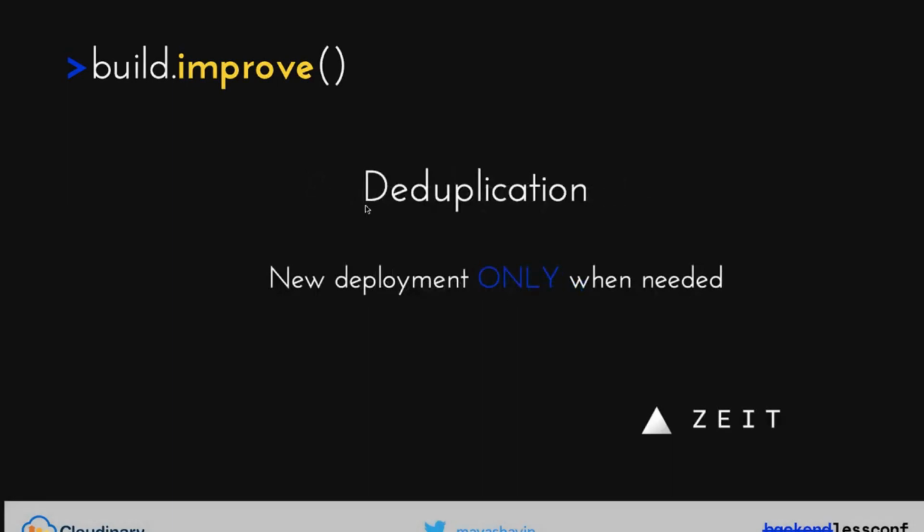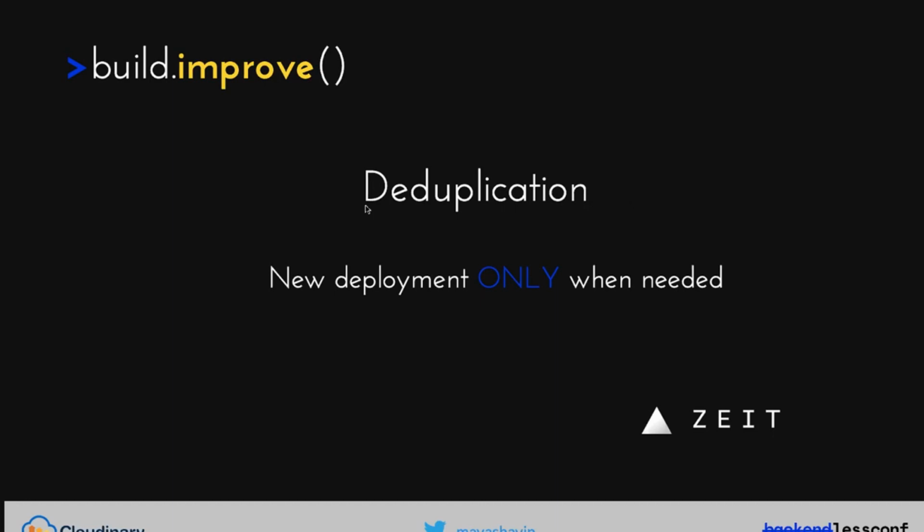Next is deduplication, and doing a deployment only when it's needed. Zeit has this feature built in, which allows you to remove the storage page and make sure there are no duplicates when all the files are generated. And this is good.